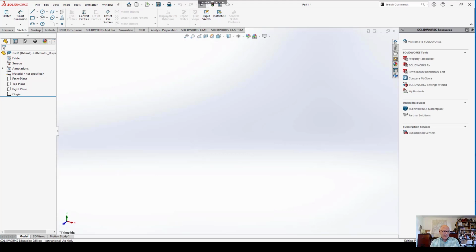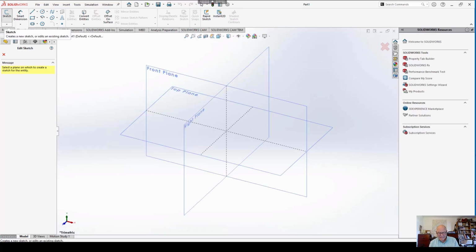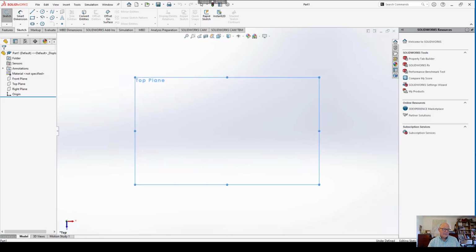You can't sketch yet. You have to tell it what you want to do by selecting a tool from up here. I'm going to tell it I want to sketch something. And when I do that, and by the way, we're not doing any 3D sketches, they're all 2D, it says select the plane that you want to work on. So when you select sketch, it'll show you the planes that you have as options. You can sketch on a part, but we don't have a part yet. So I'm just going to have you create a rectangle on the top plane.